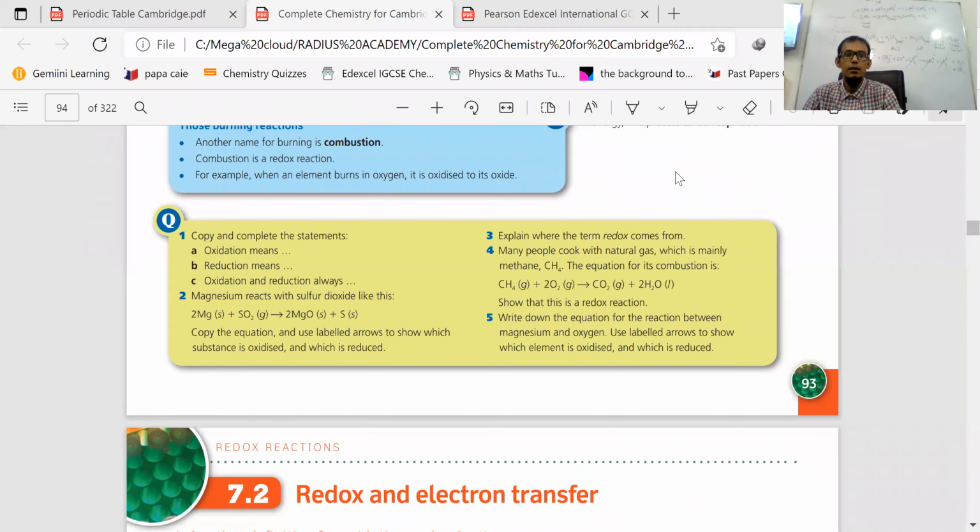Copy and complete the statements. Number A, oxidation means, Ayman, what is oxidation? Just tell me, what is oxidation? Last class, displacement reaction, oxidation.